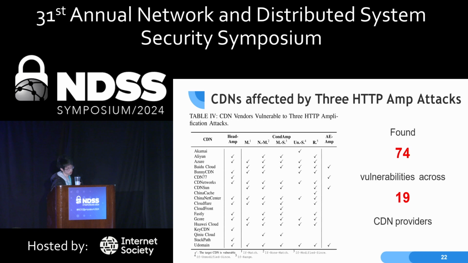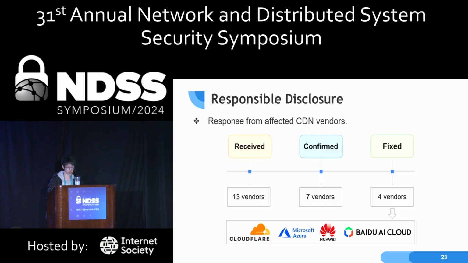This table shows all the vulnerabilities we found across 19 CDN providers, including Akamai, Aliyun, Cloudflare, Fastly, and other well-known CDN providers. We responsibly informed the affected CDN vendors about these vulnerabilities. 30 vendors replied to us, and 17 vendors confirmed the vulnerabilities, and 4 of them have already fixed them.